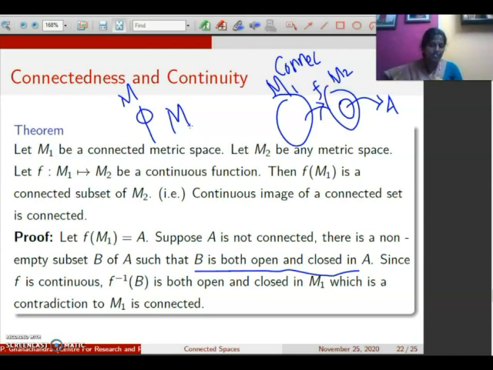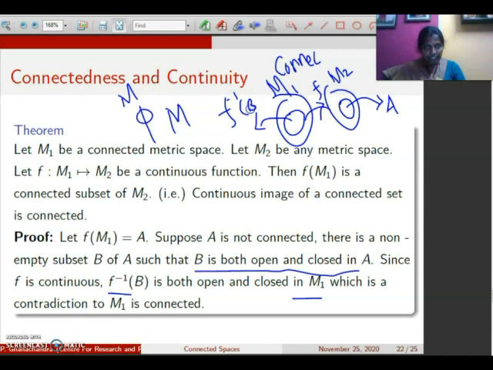Also, we already assumed that F is a continuous function. B is both open and closed. We know the characterization of continuity in terms of open sets as well as closed sets. That means the inverse image of an open set is open if a function F is continuous, and the inverse image of every closed set is closed. So using this fact, we get that F inverse of B is both open and closed in M1.